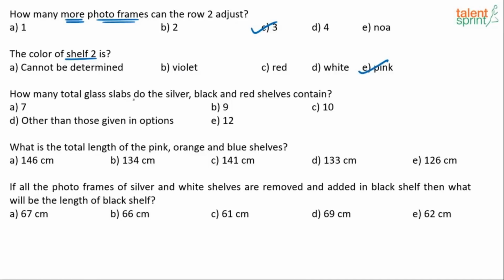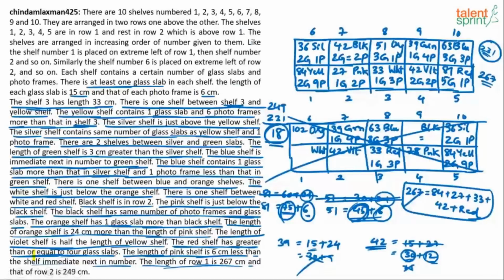How many total glass slabs do silver, black and red shelves contain? Glass slabs in silver, black, red. Silver has got 2 glass slabs. Black has got 2 glass slabs. Red has got 5 glass slabs. Silver, black and red, it said 2, 2 and 5. So 4 plus 5, 9.